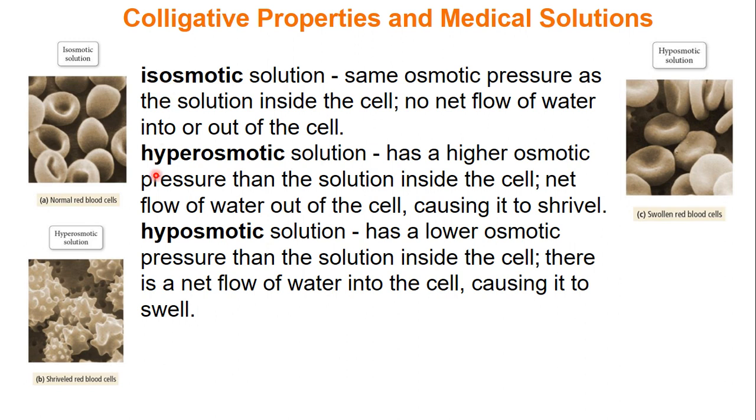However, if one solution has a higher osmotic pressure than the other solution, it is hyperosmotic. For example, let's say that inside the red blood cells, there's less salt than outside the red blood cells. What will happen is that the water will leave the red blood cells and go into the solution. Your solution is hyperosmotic. The water, through osmotic pressure, is going to try to normalize that force.